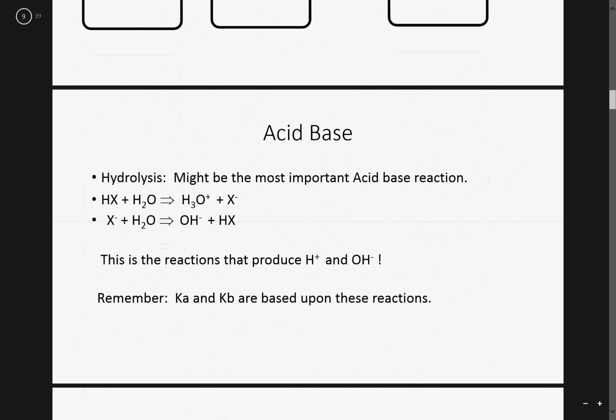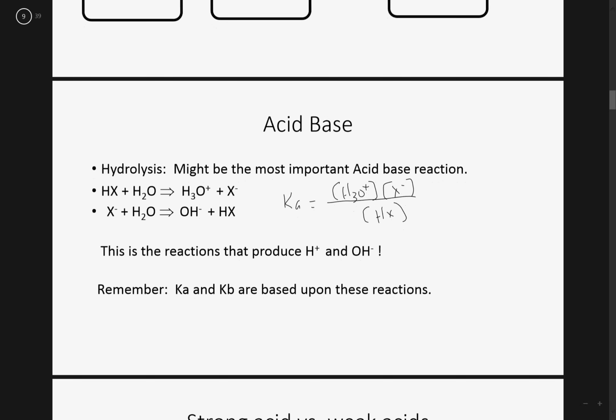Alright, so acid-base reactions. We have hydrolysis. Might be the most important acid-base reaction, might just be hydrolysis. This is the basis by which we write our Ka and Kb expressions. Ka equals, in this case, concentration of H3O plus, concentration of X negative, over concentration of HX. And then the same thing for the Kb.